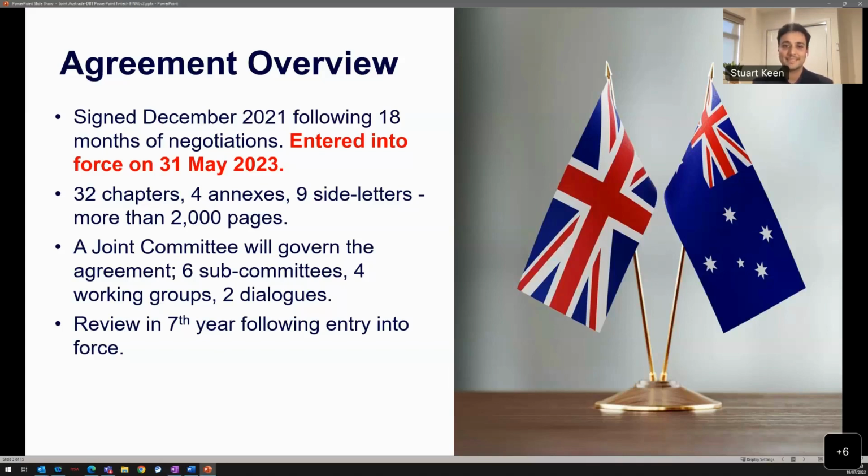Some other bits and pieces about the free trade agreement. There are 32 chapters, 4 annexes, 9 side letters and more than 2,000 pages. But importantly for us, there is a chapter on financial services. There's also a chapter on innovation, and so that's very relevant for fintech businesses. We'll jump on to the next slide.